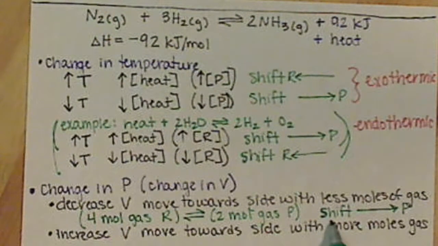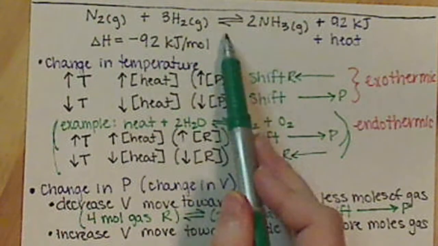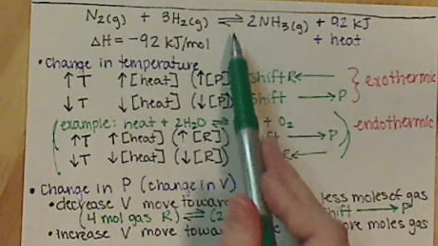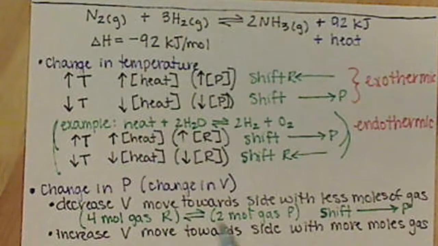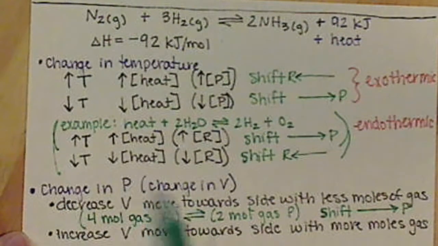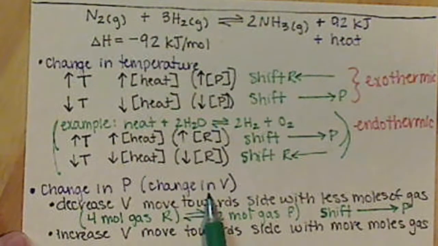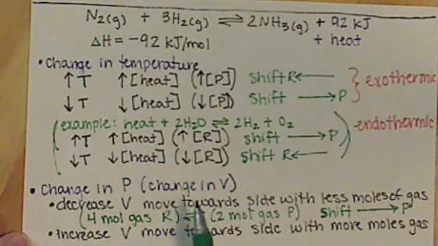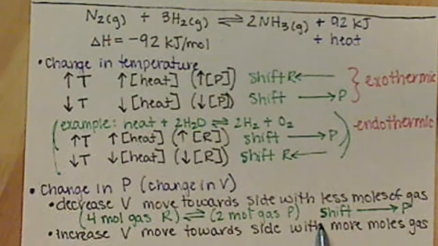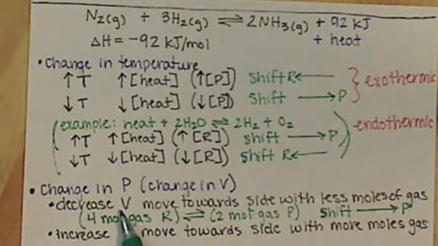Now this is very, very dependent on this particular equation. Okay, so there are some equations that will have fewer moles of gas on the reactant side, and therefore they would shift that way. So be aware that when you talk about change in pressure by changing the volume, you have to look at the individual reaction. You can't just memorize a shift according to the decreasing.